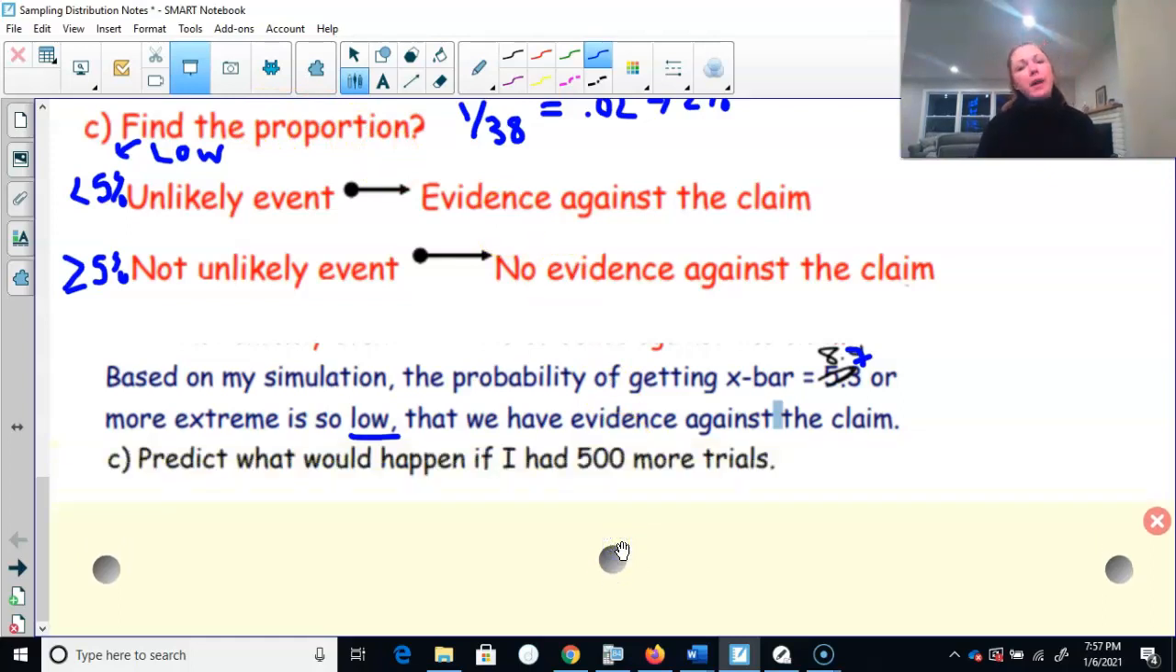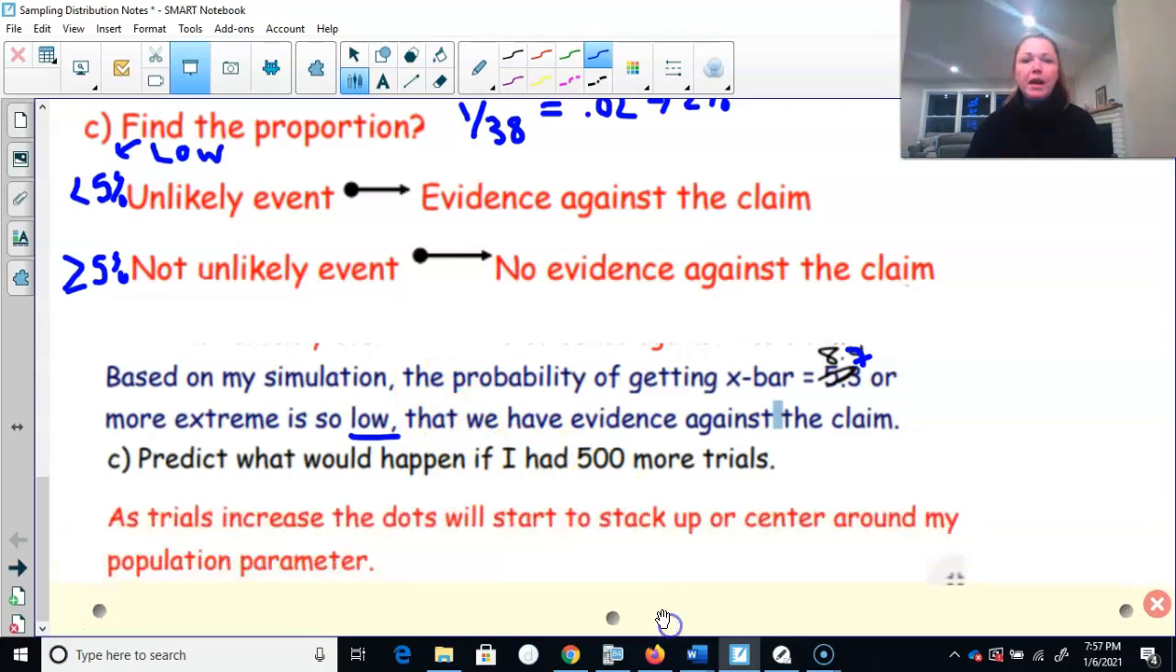Let's predict what would happen if I had 500 more trials. Well, what would happen is the law of large numbers is going to take place. I have that actual definition in the next video, but I'll just quickly talk about it. As we increase our trials, our experimental probability approaches our theoretical probability, so what the truth is about that population parameter. As trials increase, the dots will start to stack up around the center, stack up around my population parameter. Again, what I just said, the truth.